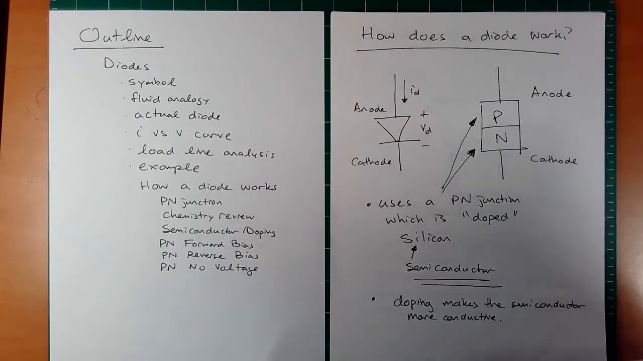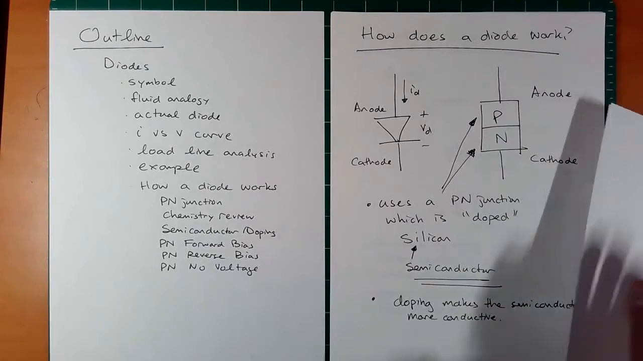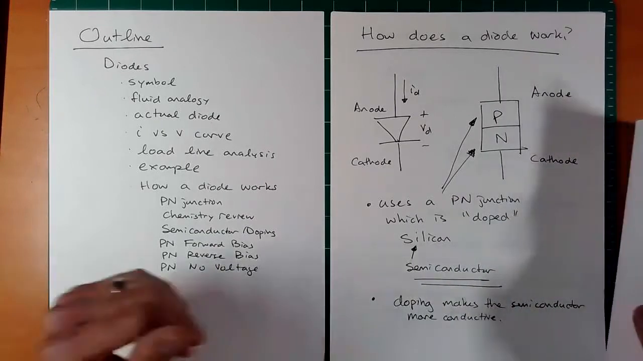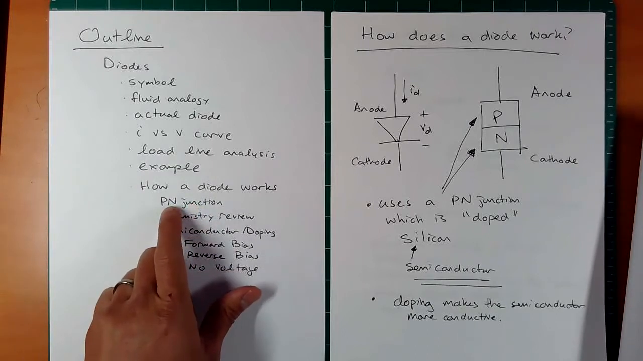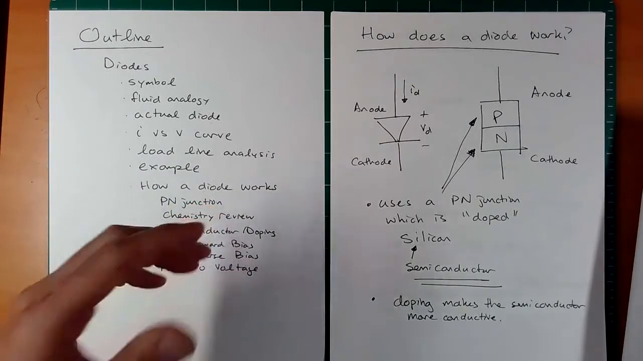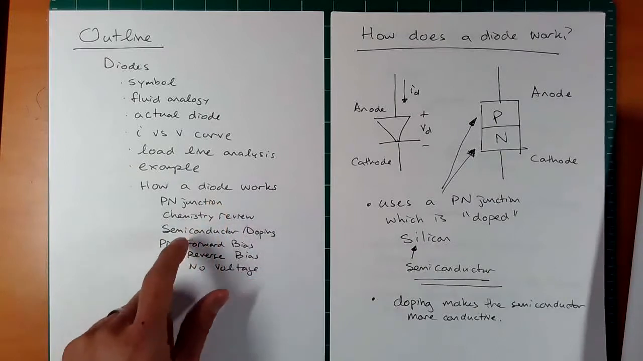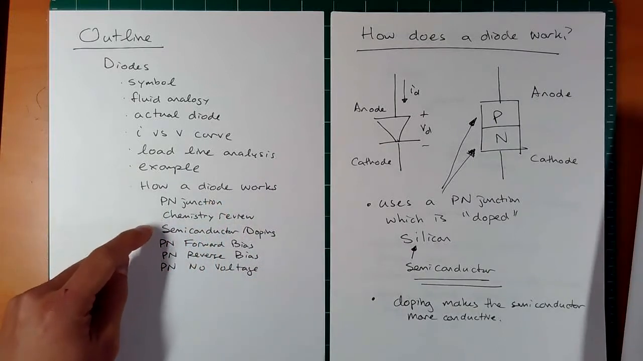Hi, this is ET370, the second part of lecture one. What we're going to talk about in this part is the second half, where we go into how the PN junction works, the specific details of how a diode works. We'll do a little chemistry review.